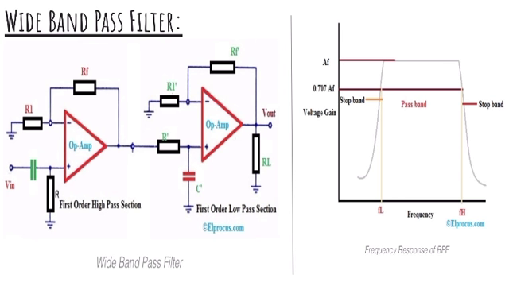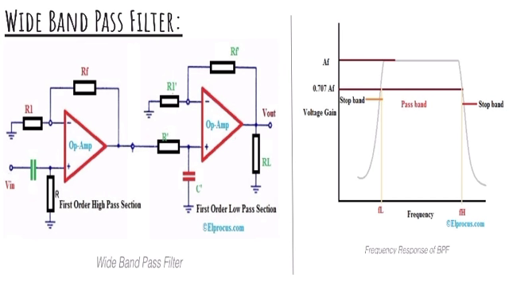So this is the circuit diagram for the bandpass filter. It includes a first order high pass and a first order low pass filter. And this is the frequency response for the wide bandpass filter. As you can see, the frequency band is wide, so that is called the wide bandpass filter.